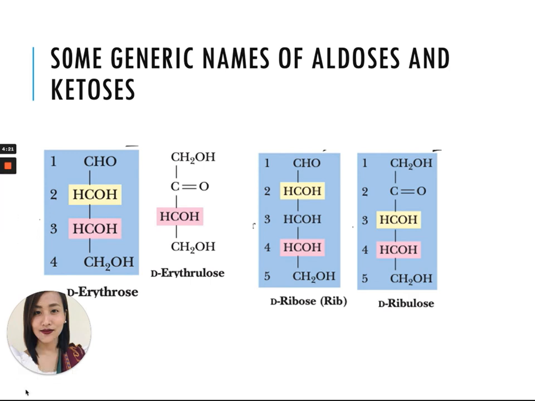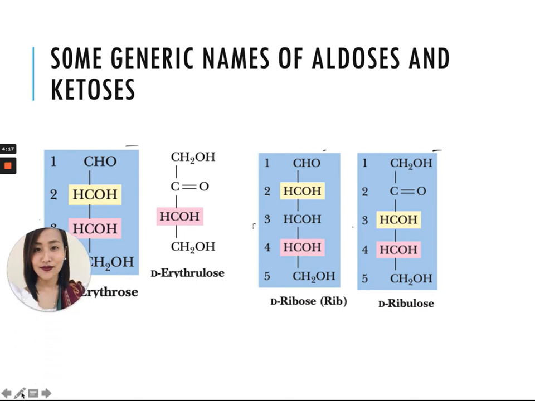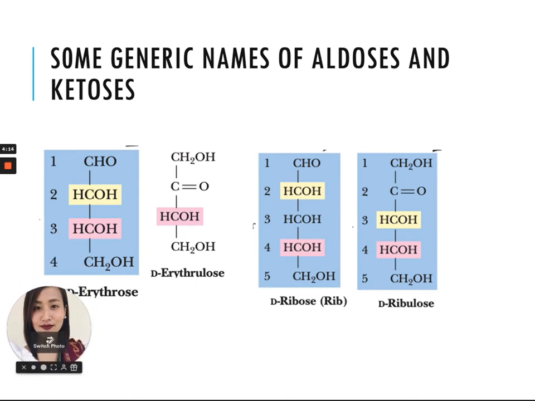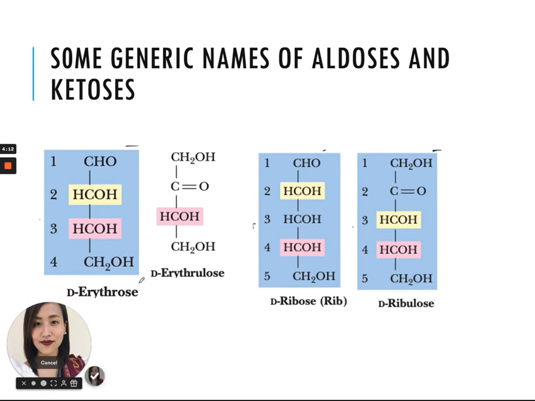As you can see here, to give it a generic name, you just have to insert "ul" here. So from erythrose to erythrulose, and for ribose, you just insert "ul" to become ribulose.